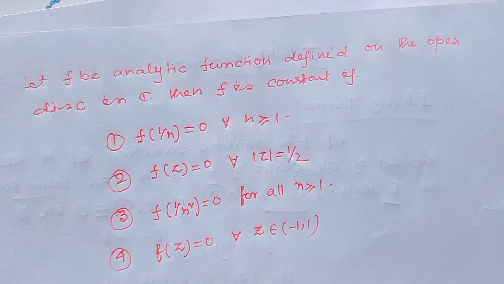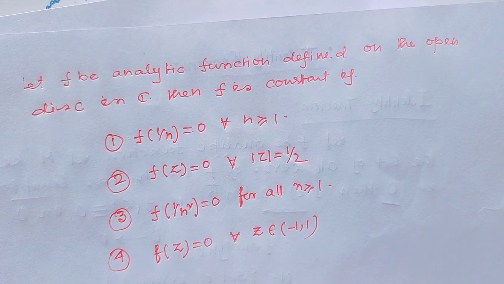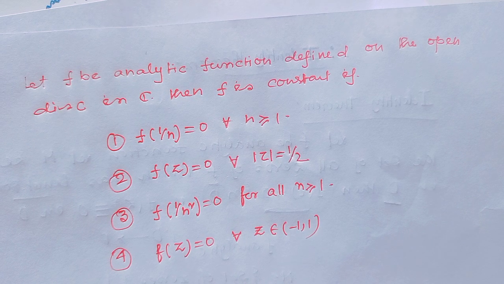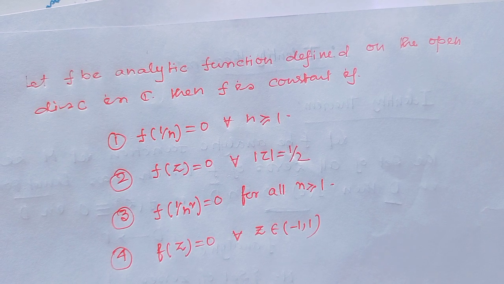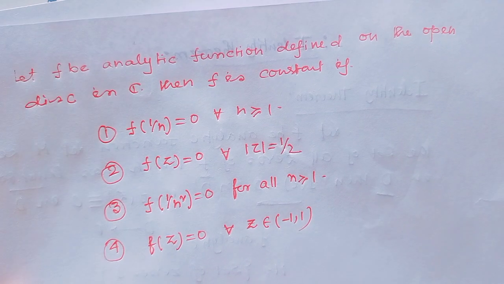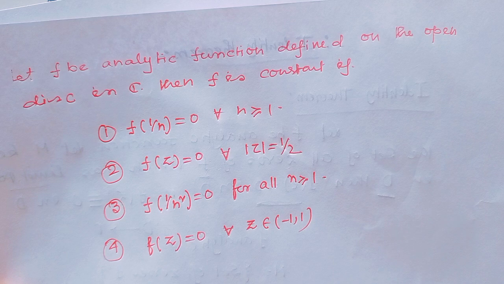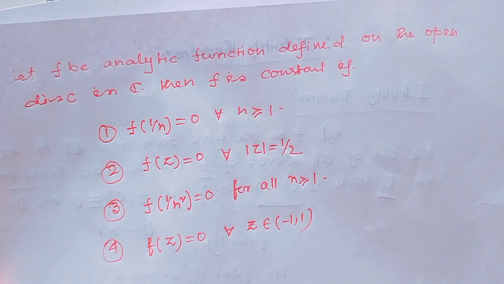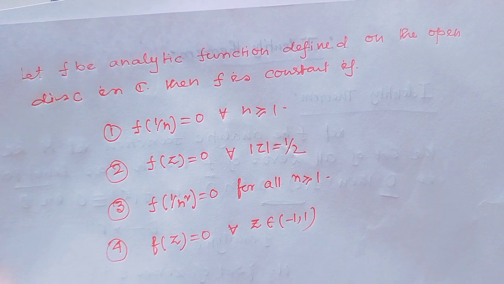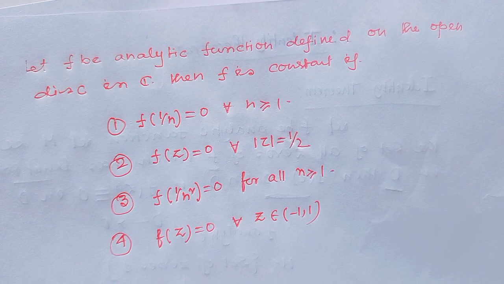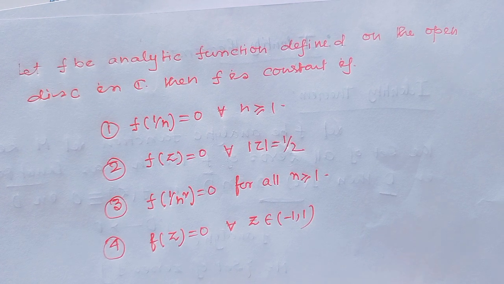As an example, let f be an analytic function defined on the open unit disk in C. Then f is constant if: option 1, f(1/n) equals 0 for n greater than or equal to 1; option 2, f(z) equals 0 for modulus of z equal to half; option 3, f(1/n^2) equals 0 for all n greater than or equal to 1; option 4, f(z) equals 0 for all z belonging to the open interval (-1, 1).